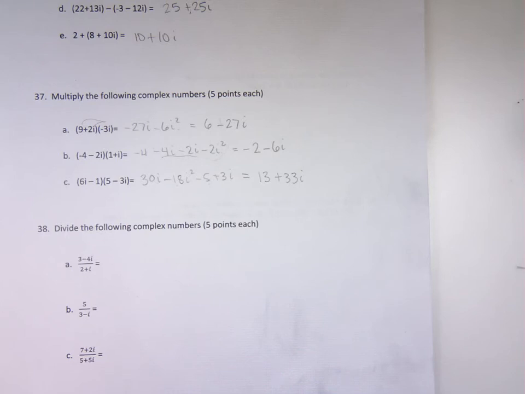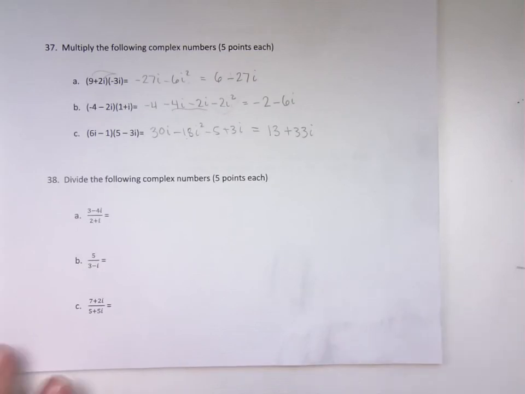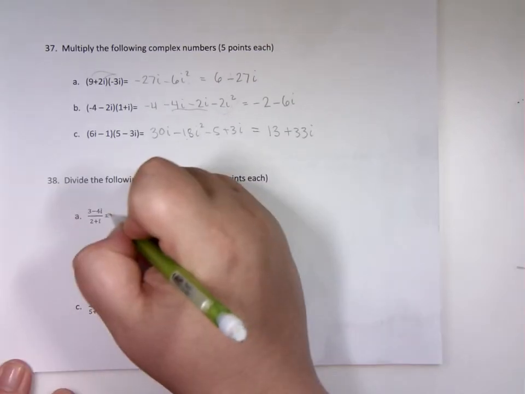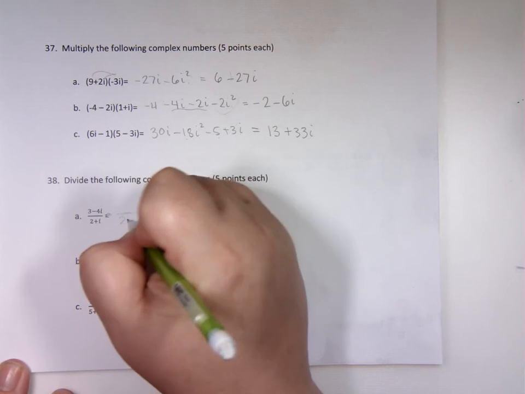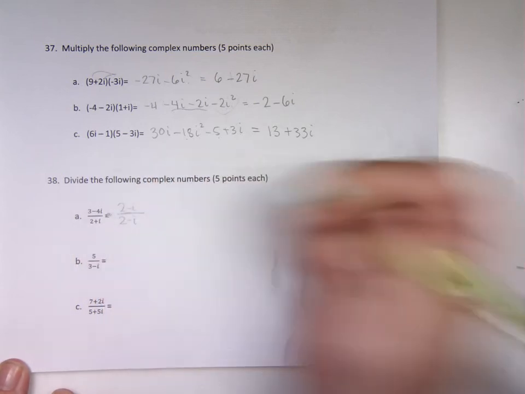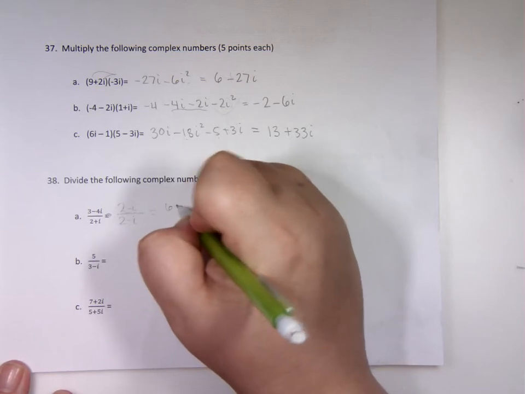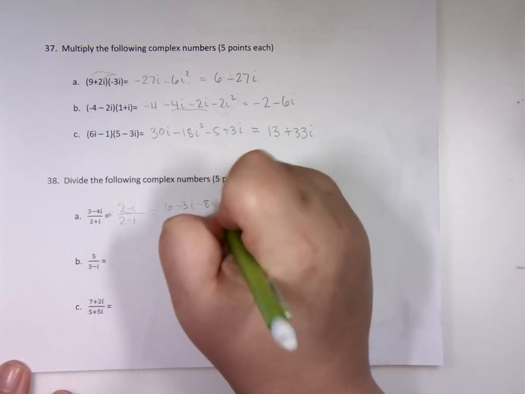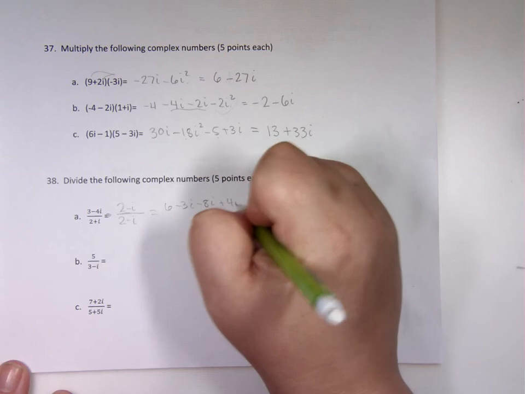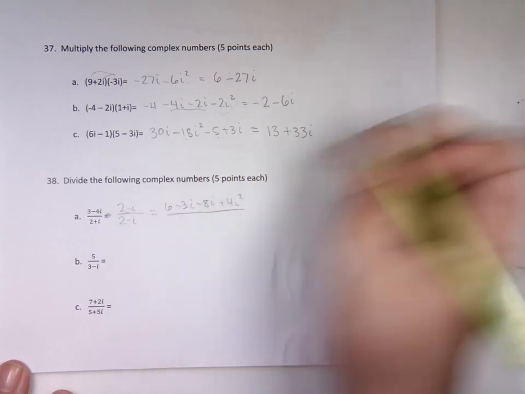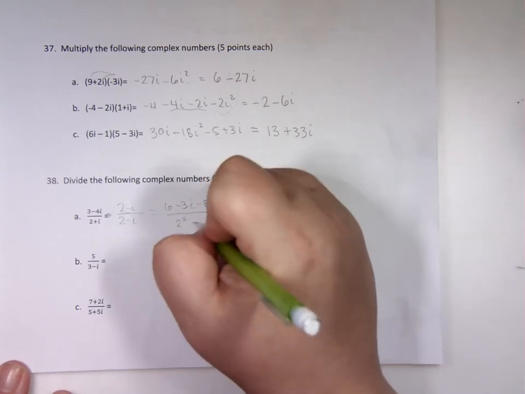Okay, and then finally, rationalizing the denominator. So we're going to multiply by the conjugate, which is 2 minus i, top and bottom. So on the top, we're going to get 6 minus 3i minus 8i plus 4i squared. And on the bottom, we're going to get 2 squared minus i squared.